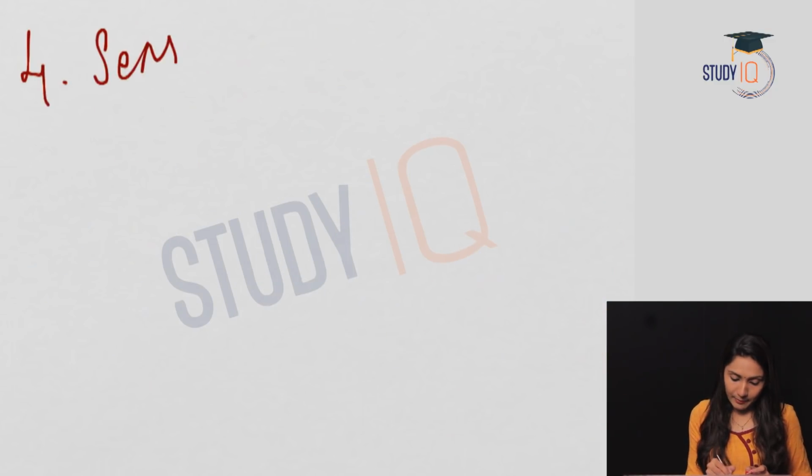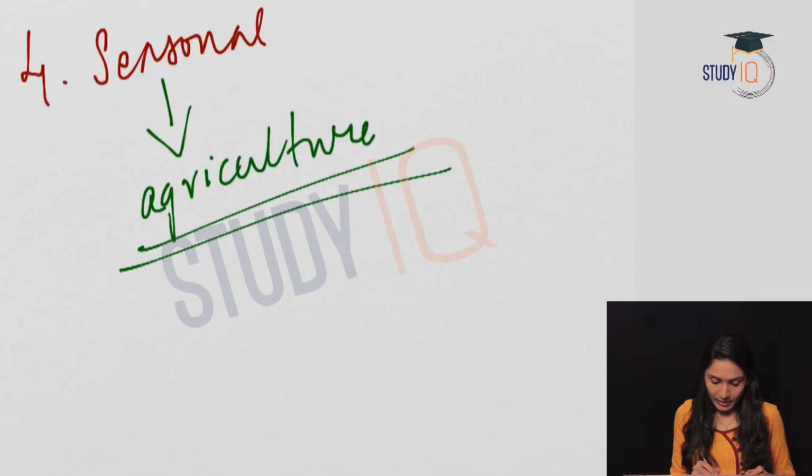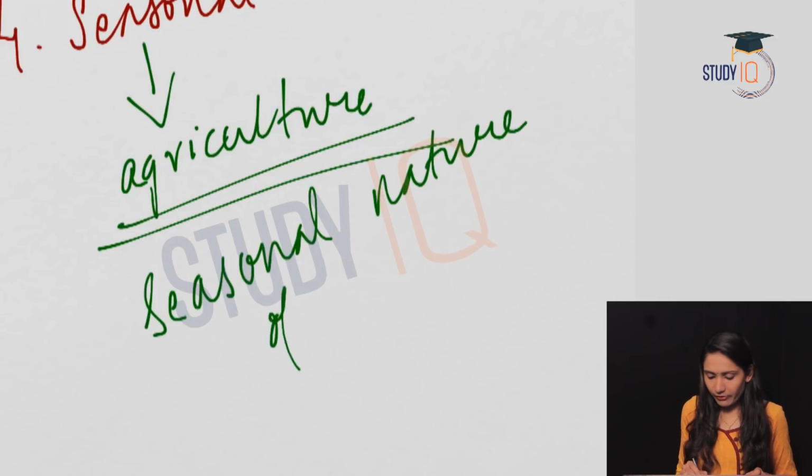Next is seasonal unemployment. Seasonal unemployment is connected to agriculture. This happens due to the seasonal nature of production in agriculture. We will discuss the agricultural seasons in the agriculture module.